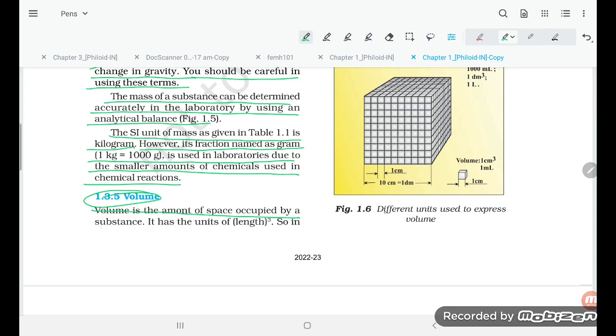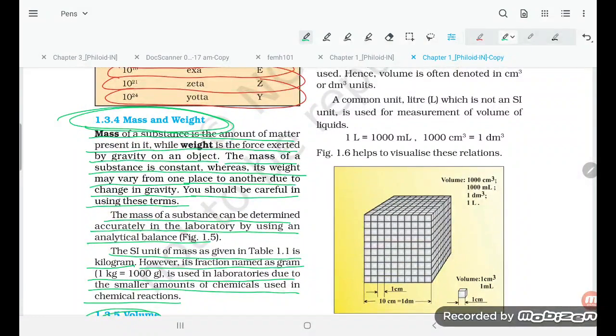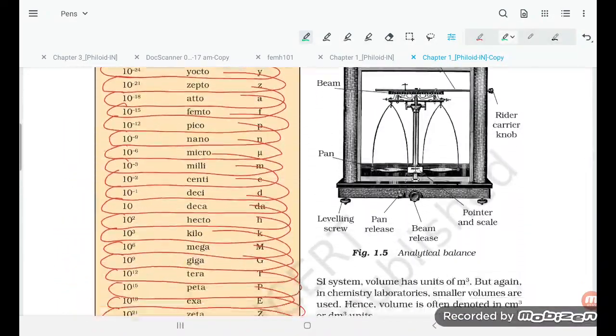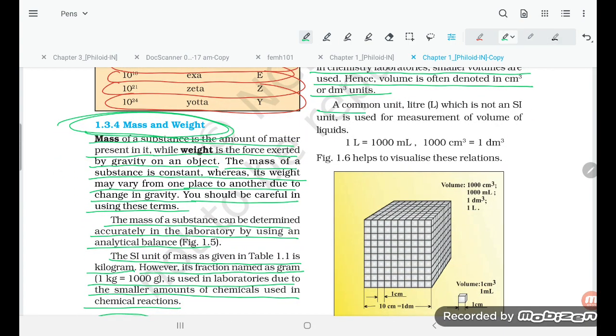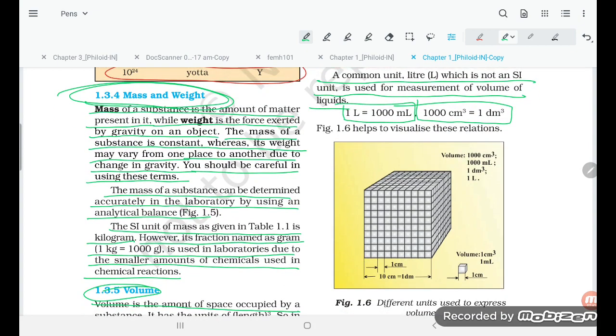Now volume. Volume is the amount of space occupied by the substance. It has the unit of length cube. In the SI system, volume has unit meter cube, but again in the chemistry laboratory smaller volumes are used, hence volume is often denoted by centimeter cube or decimeter cube. A common unit, liter, which is not an SI unit, is used for the measurement of the volume of liquid. 1 liter is equal to 1000 ml or 1000 centimeter cube, which is equal to 1 decimeter cube.